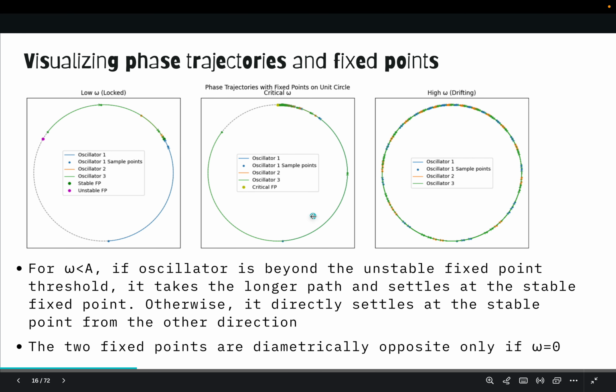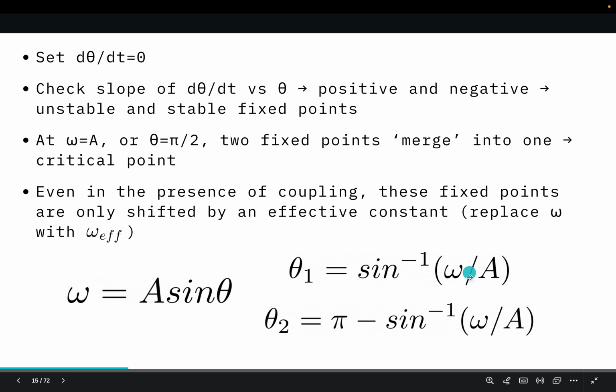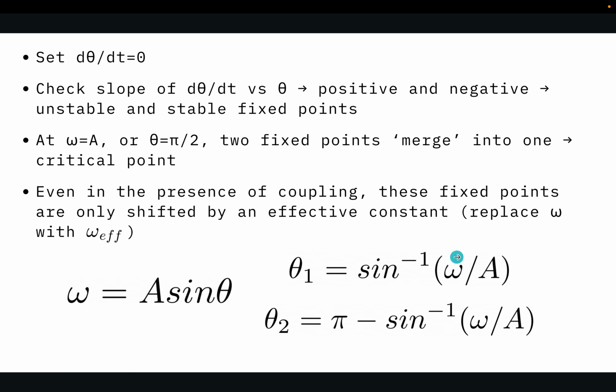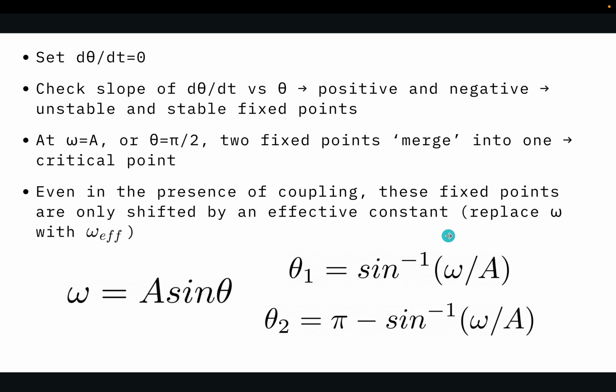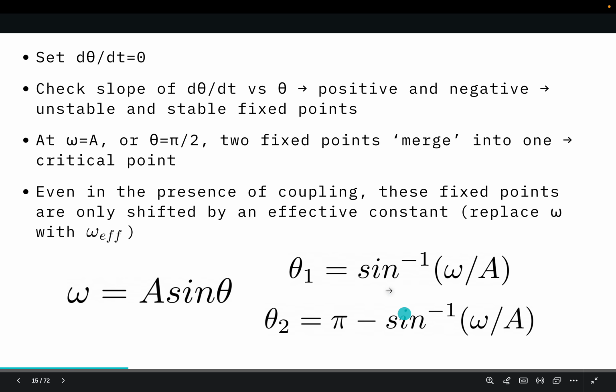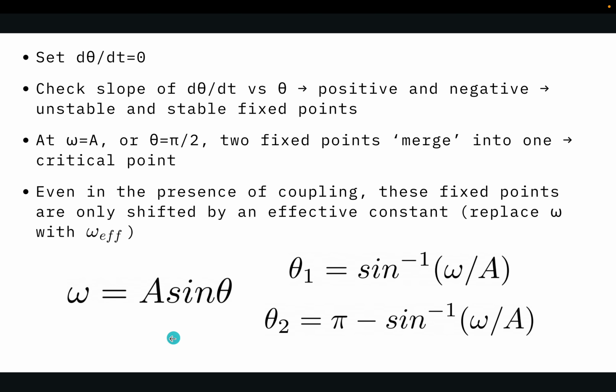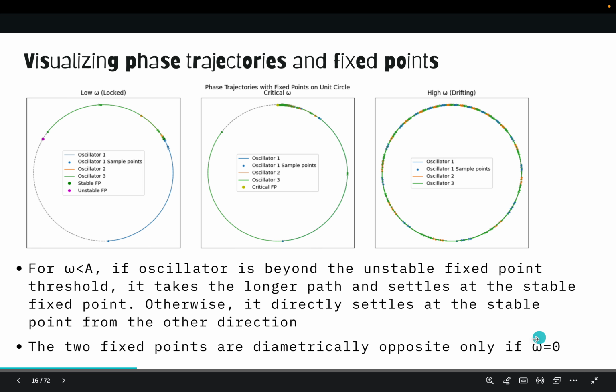Well, that will be possible only if omega is 0, because if omega is 0, then sine inverse 0 is 0. I think I'm right, because theta 1 becomes 0, and theta 2 becomes pi minus 0, which is pi. So then you have one fixed point at 0, the other at pi, 180 degrees, diametrically opposite. But omega equals 0 is not a case we want to consider, because it means the oscillator has no internal frequency in the first place. So it's not the case of interest.